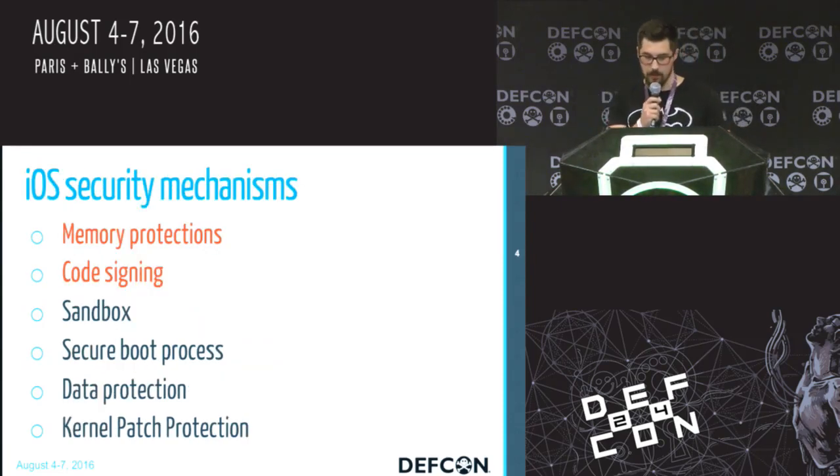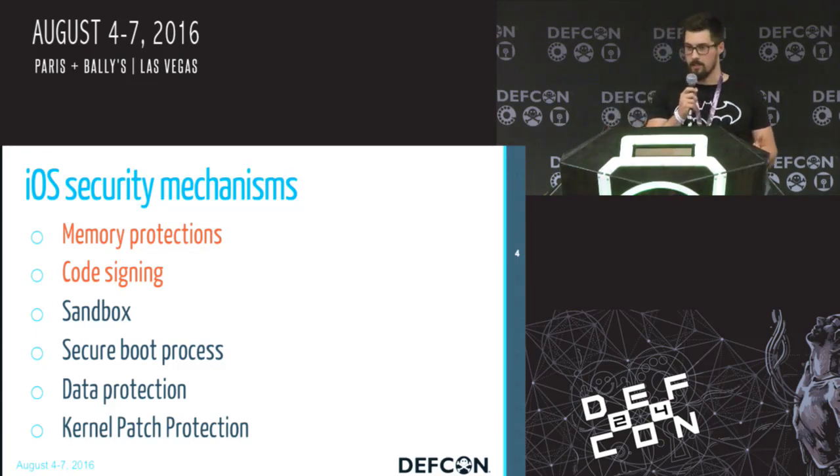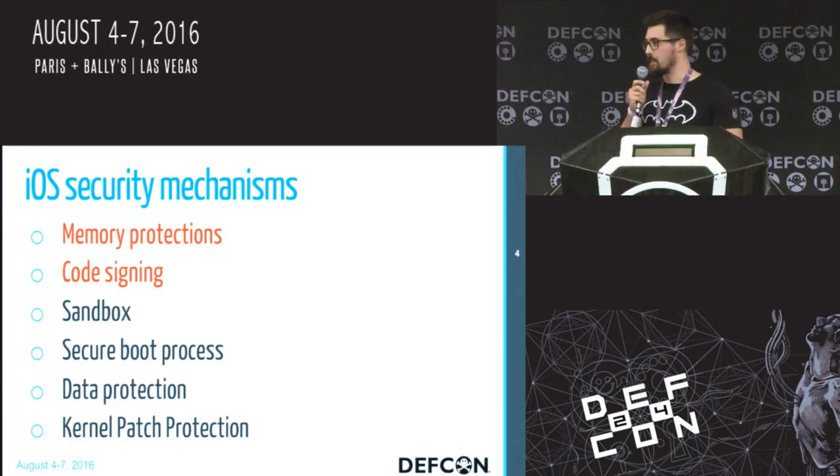So what are iOS security mechanisms? First of all, memory protection that prevents changing executable page permissions, so an executable page cannot be writable. And as part of memory protection, we cannot allocate writable and executable regions at the same time. Then code signing, a technique where all executable code must be signed by a trusted party.